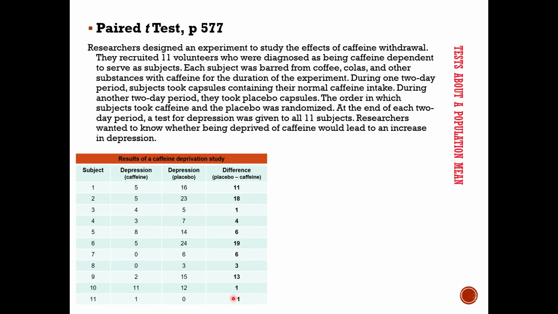One thing I want to notice, we have positive values for everything except the 11th data point. So that means that there was more depression in the placebo condition than there was in the caffeine condition for all but one subject, which is kind of promising so far because that's exactly the direction that we predicted.